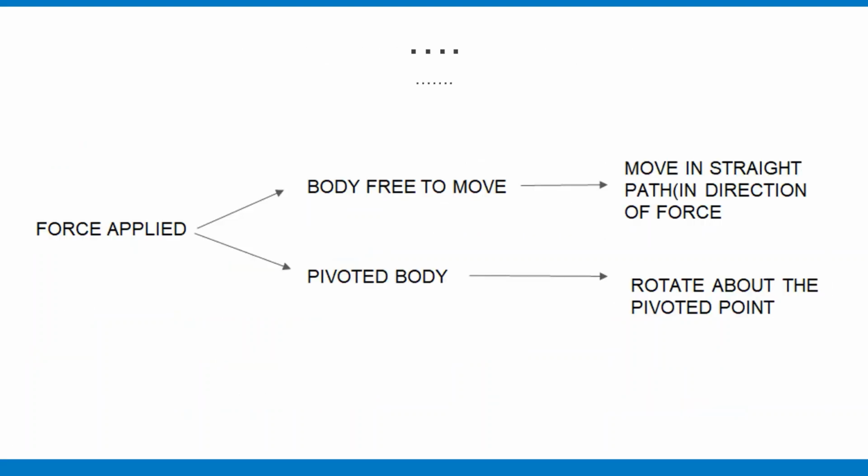So once again, when we apply a force on a body which is free to move, it will move in a straight path in the direction of force. It is known as translational motion or linear motion. Second case, we are applying a force on a pivoted body. What will happen? It will rotate about that pivoted point. This type of motion is known as rotational motion.